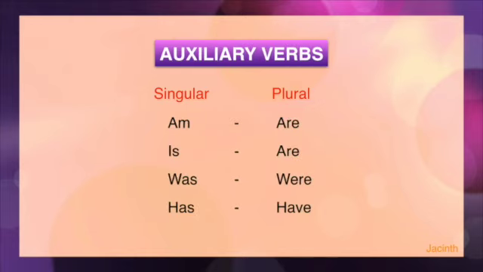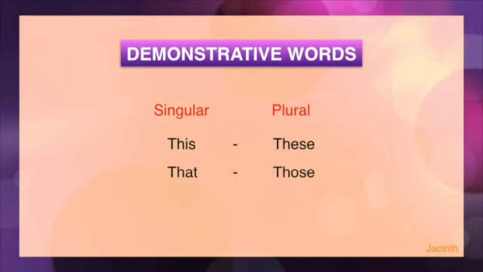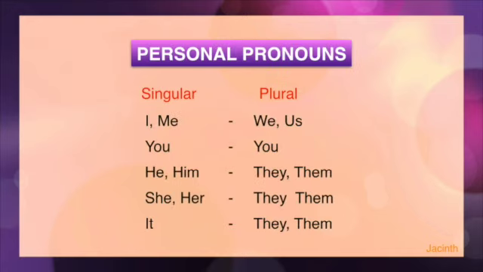The plural of am is are. Is changes to are in the plural form. Was to were, has to have, this to these, that to those, I to we, me to us. However, the plural of you is you. He changes to they, him to them, she to they, her to them. In the same way, it changes to they and them.